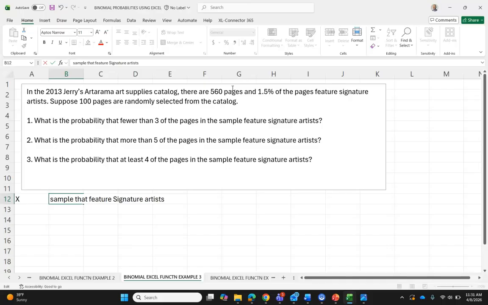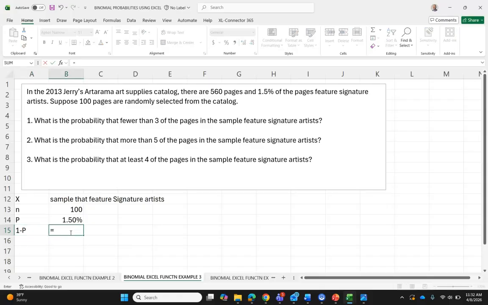But our interest is looking at 100 pages at random. If you select 100 pages at random from this 560, so our n is 100. Those are the pages which we pick at random. So we need to find out the probability of success. So the probability of a success is 1.5%, and that is constant.